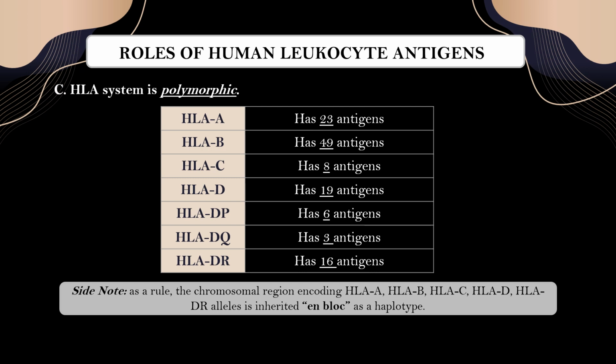So for HLA-A, it has 23 antigens, HLA-B has 49, 8 for HLA-C, 19 for HLA-D, HLA-DP has 6 antigens, HLA-DQ has 3 antigens, and HLA-DR has 16 antigens. And take note that the chromosomal region encoding HLA-A, B, C, D, and HLA-DR are inherited as en bloc haplotypes.